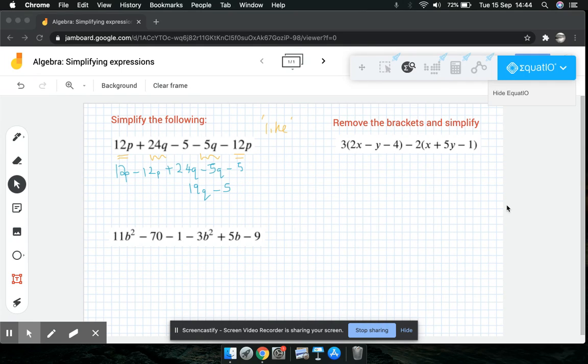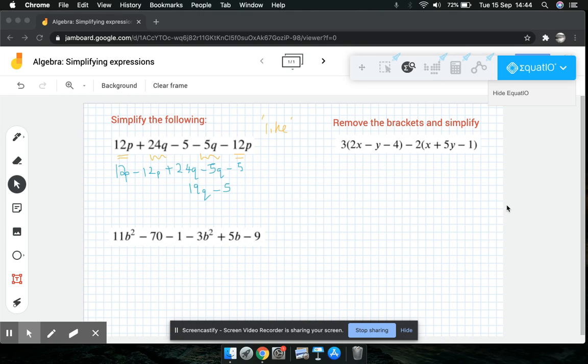You can see here I've already written in the word like, so what we need to do here is identify what we call the like terms. A like term in this case is a letter that's the same. So we can see here 12p matches with minus 12p, 24q matches with minus 5q. So what we need to do here is rearrange the equation. I've rearranged that as 12p minus 12p plus 24q minus 5q minus 5.